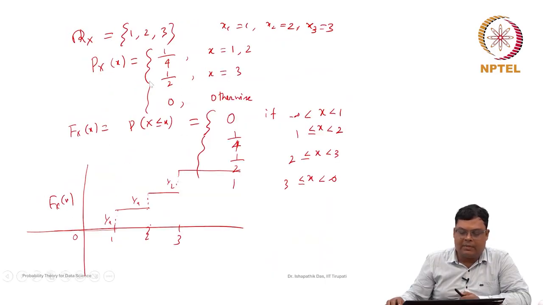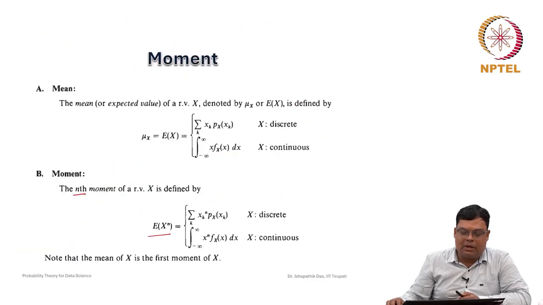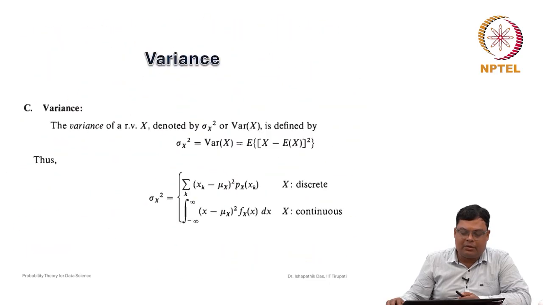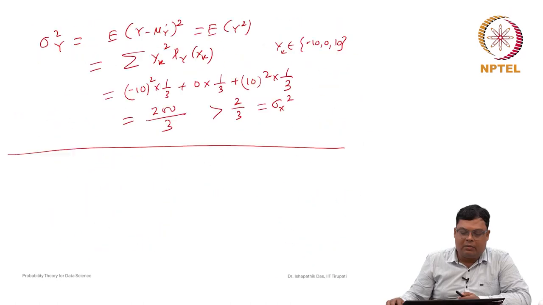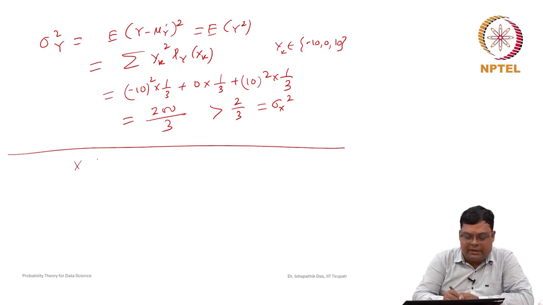Here is another example. I think now you can find the mean using the formula. Let us do some results. Suppose we know the mean. Suppose x and y are two random variables. Let x and y be two discrete random variables.